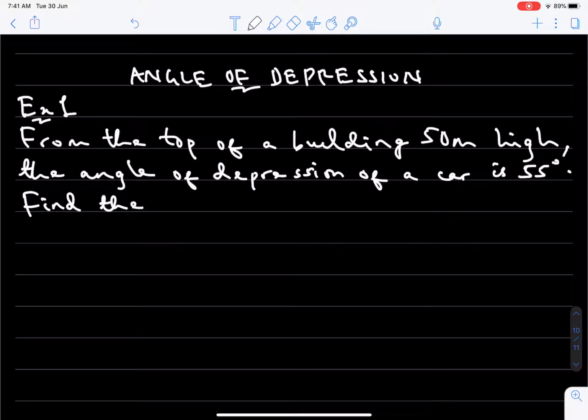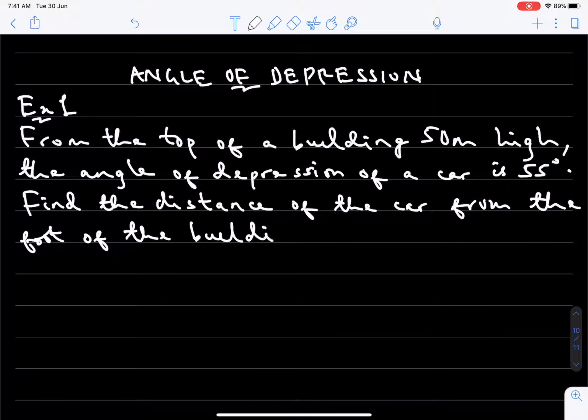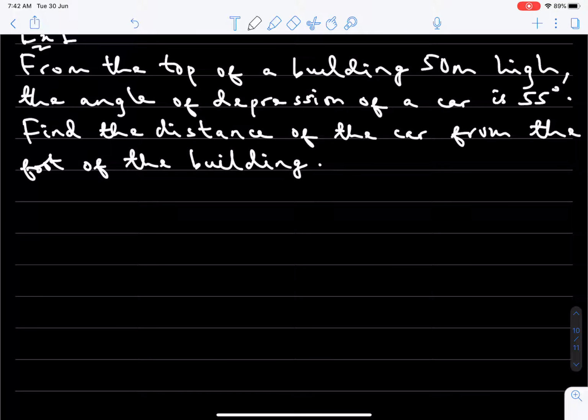Find the distance of the car from the foot of the building. Find the distance of a car from the foot of a building. And that's it, very simply. Let's solve that. Solution.